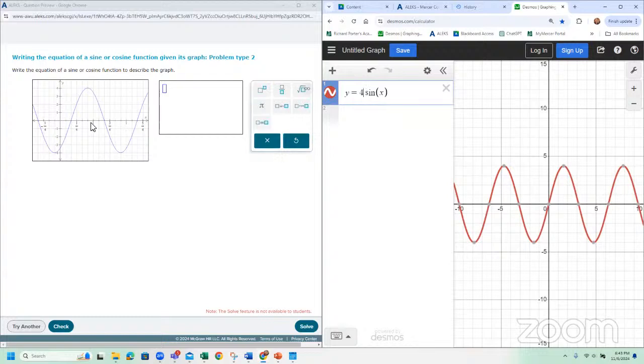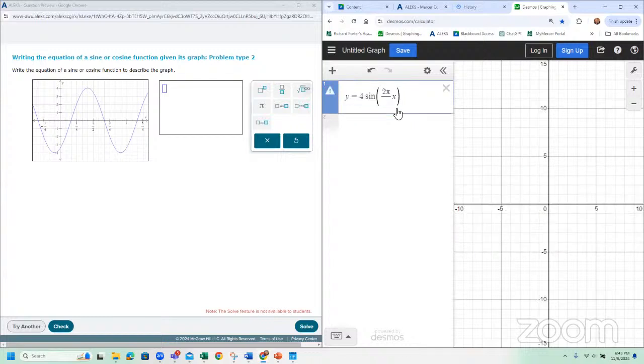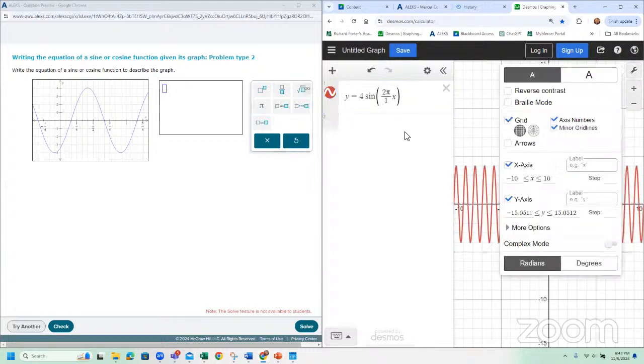And I want the period to be 2 pi over b. What's the period here? It looks like it's 1. It goes from the bottom to the bottom and it takes 1. So the period is just 1. Uh-oh. Am I in the right thing? No, I'm in the right thing.